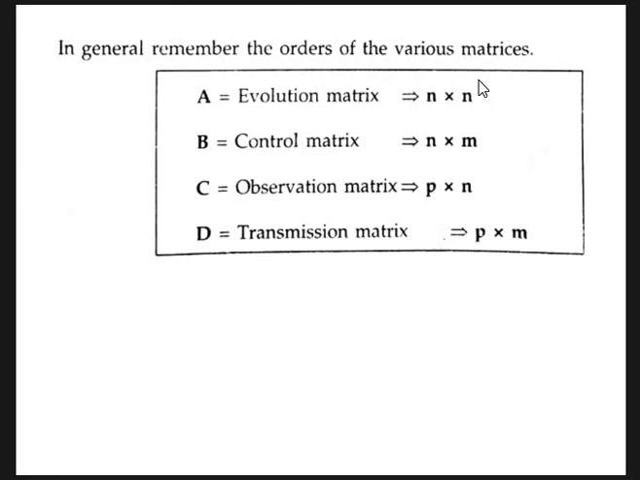Finally, if we remember these matrix orders, then we can derive any state space model for a given system, where A is the evolution matrix of order n into n, B is the control matrix of order n into m, C is the observation matrix of order p into n, and D is the transmission matrix p into m.